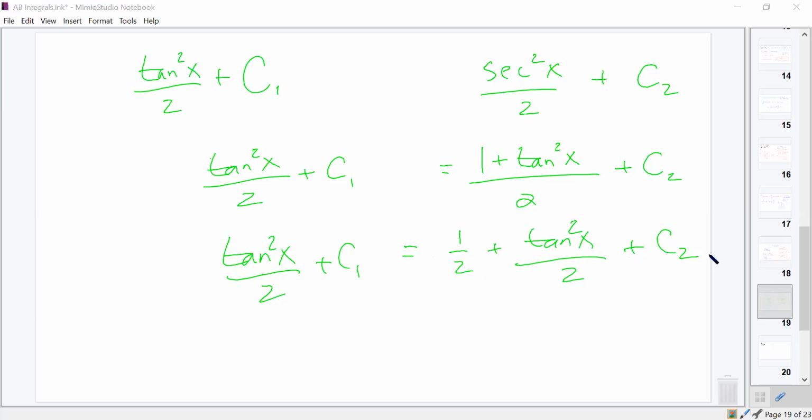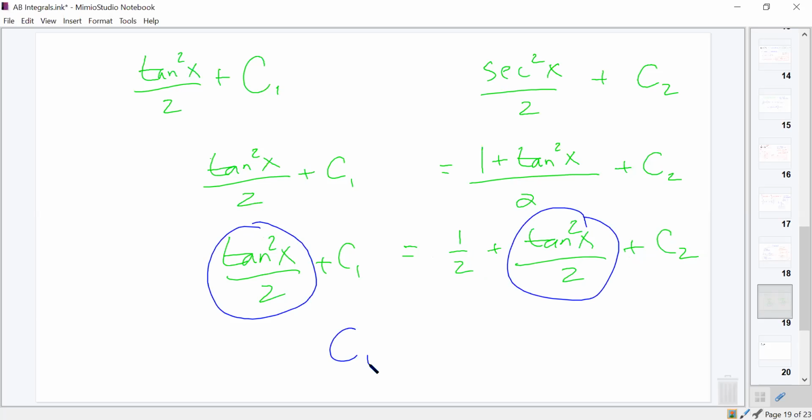And so we can see that this and this are the same. It tells us that the constant, if we use tangent squared x over 2, has to be equal to a constant if we use secant squared x over 2 plus 1/2. So we can see that they only differ by a constant. And so constant 1 being constant 2 plus 1/2 doesn't really matter, right? That constant, whether it was a constant or a constant plus a different constant, would still cancel out when you took the derivative to get back to the original function. Does that make sense? Why it's okay for us to have two slightly different looking answers that are both correct.